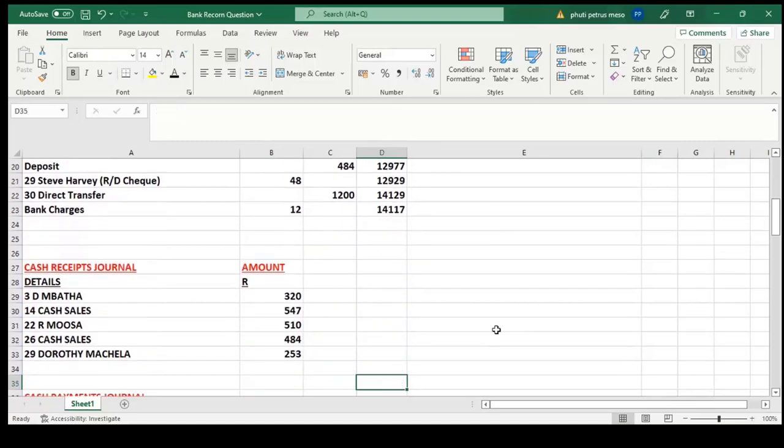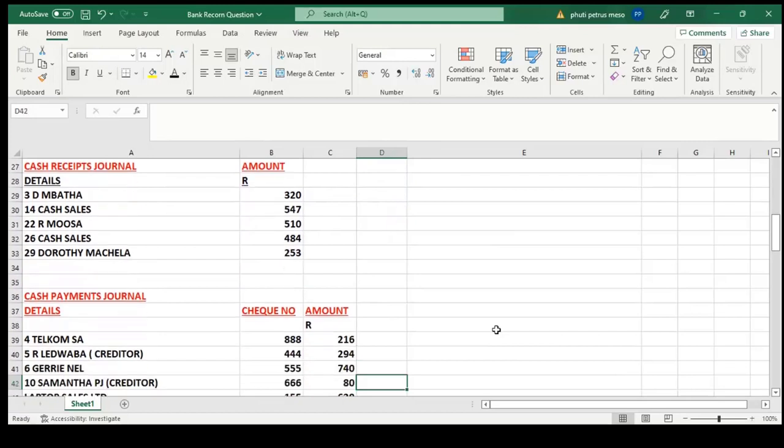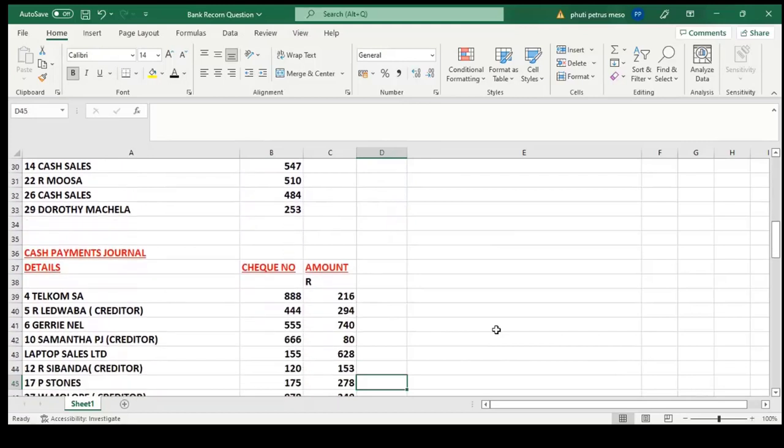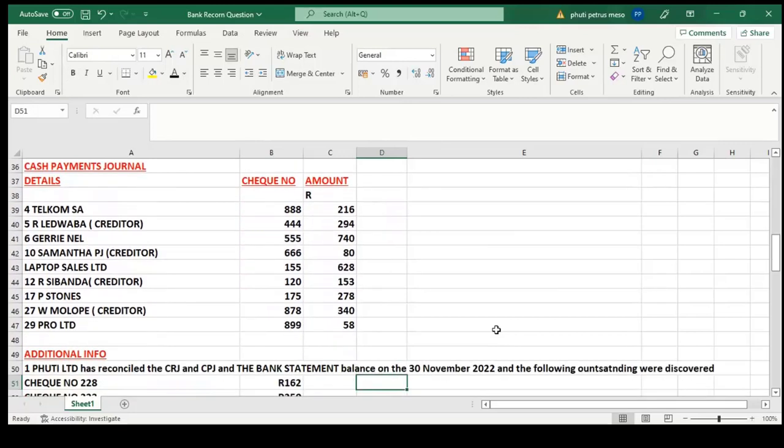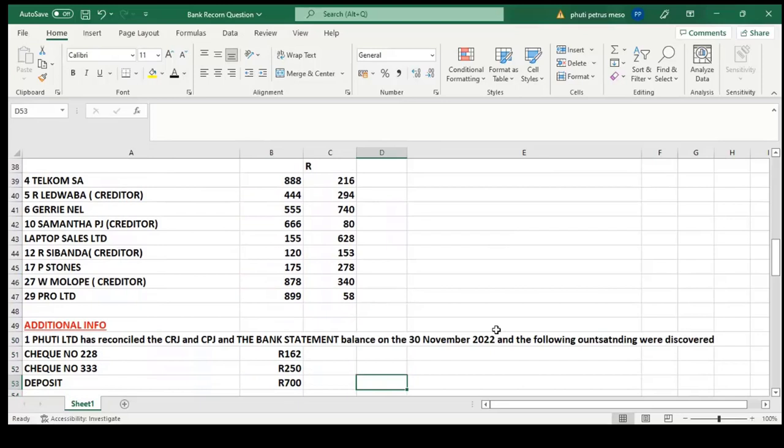Right. And secondly, we've got the cash receipts journal, which is quite incomplete. So we've got the different types of amounts, 1, 2, 3, 4, 5. The amount can reflect 5 different figures. And you've got the CPJ, cash payments journal. You've got the check number there and the amounts. And you have an additional information which says that Pooty Limited has reconciled the CRJ and the CPJ in the bank statement balance on the 30th of November, and the following outstanding were discovered. Check 228, 162, check number 333, and the deposit of 700 Rand.